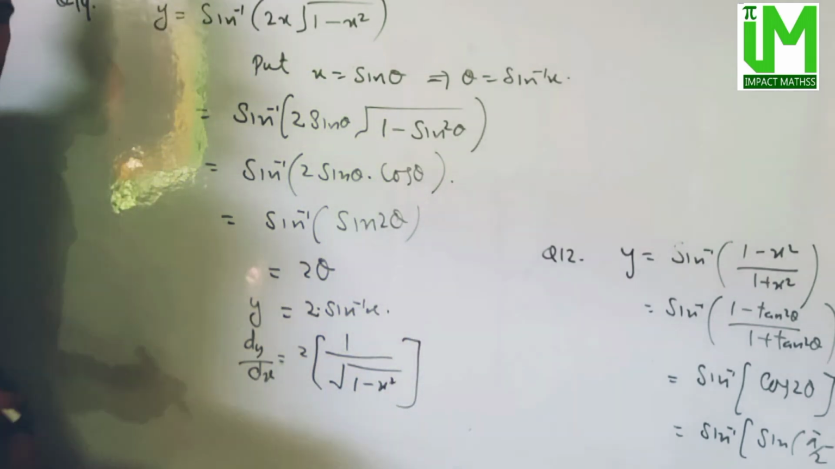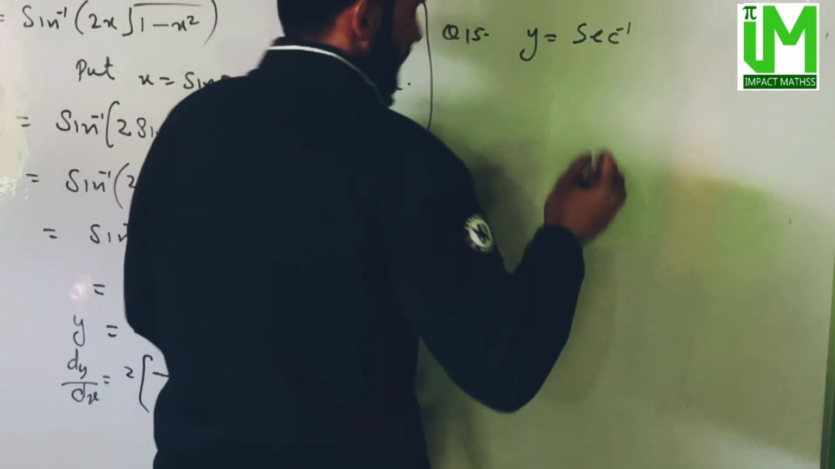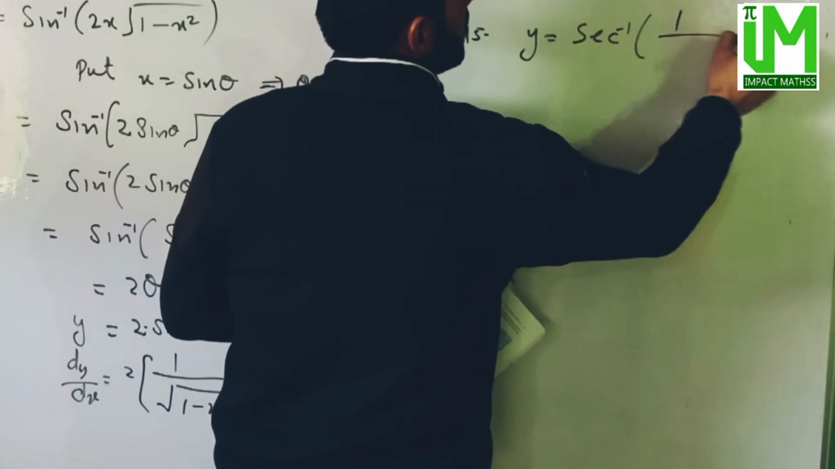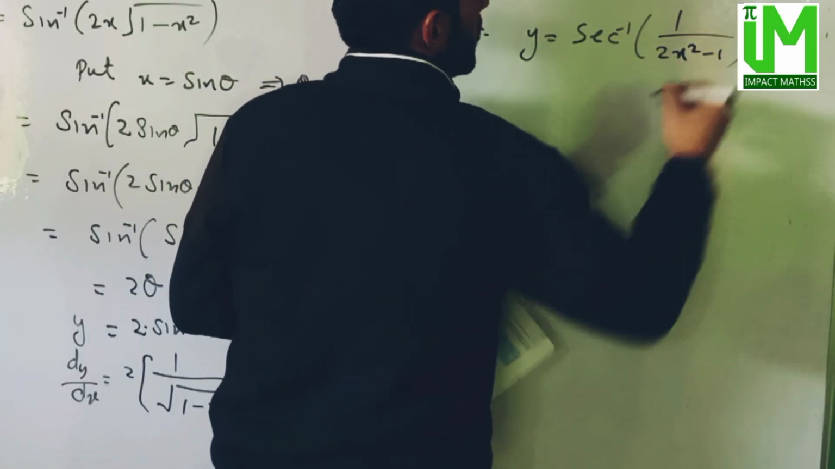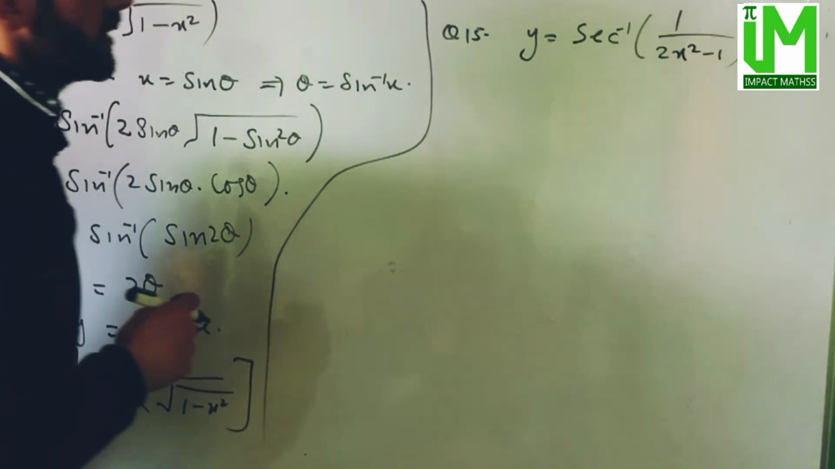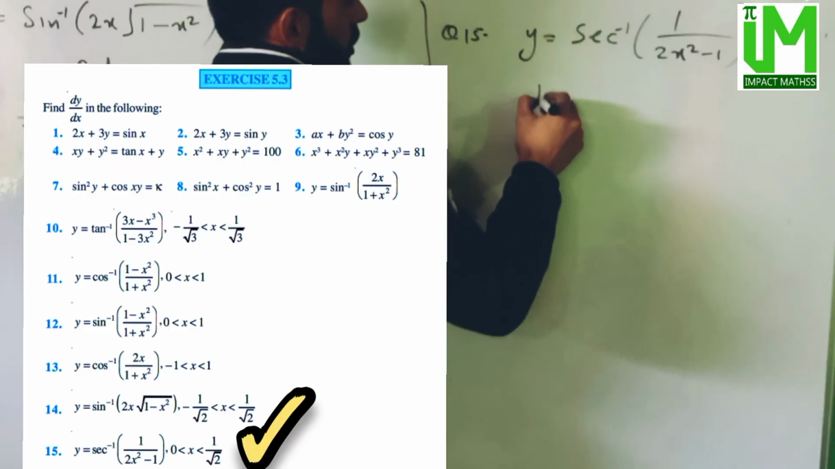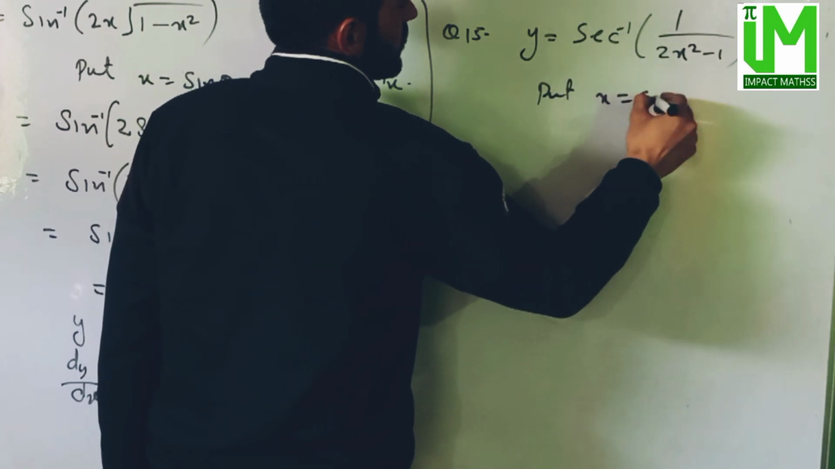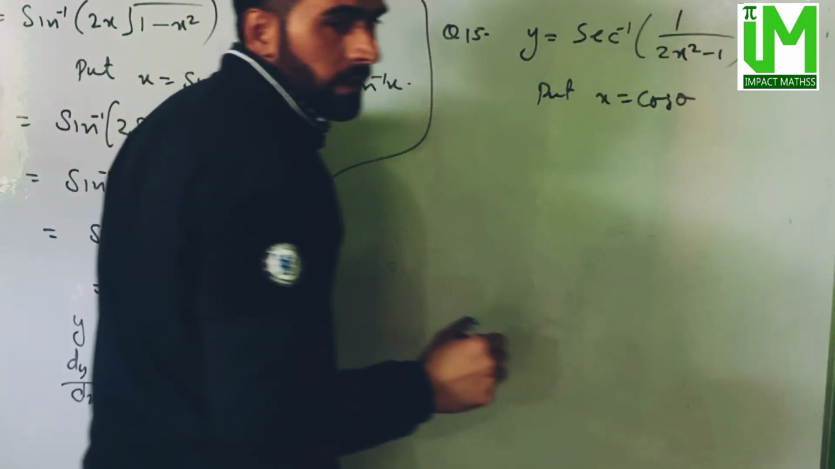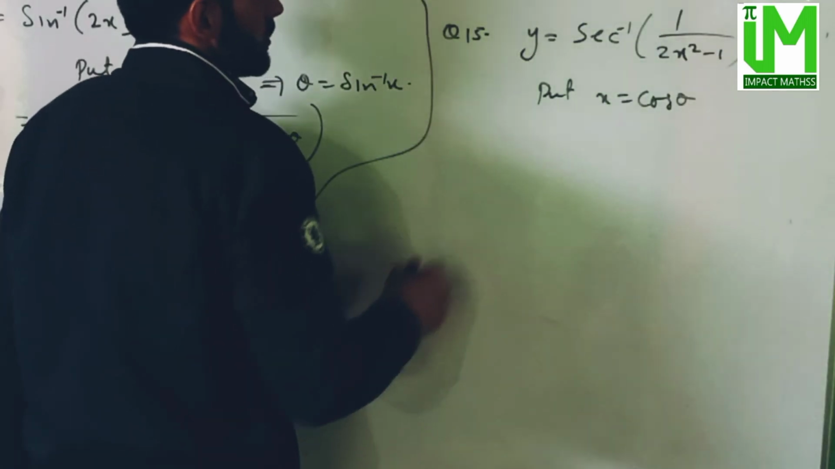So this is dy by dx. Number 15: y is equal to sec inverse of 1 divided by (twice x square minus 1). Sec inverse of 1 divided by (twice x square minus 1). Again we will put x is equal to cos theta.